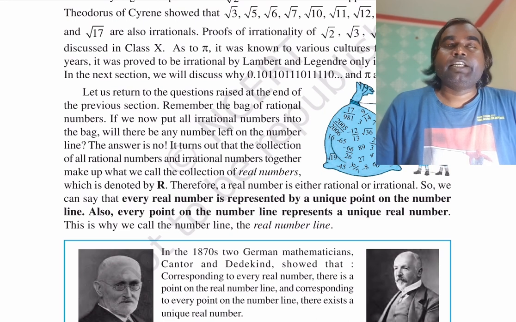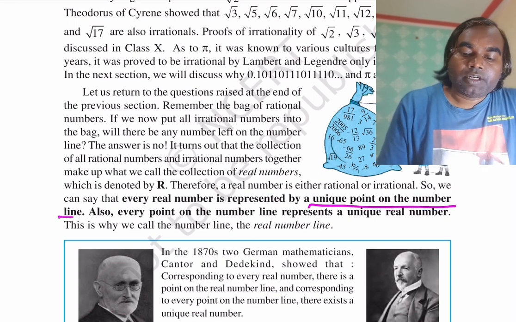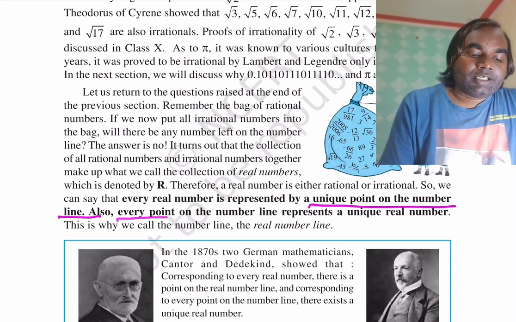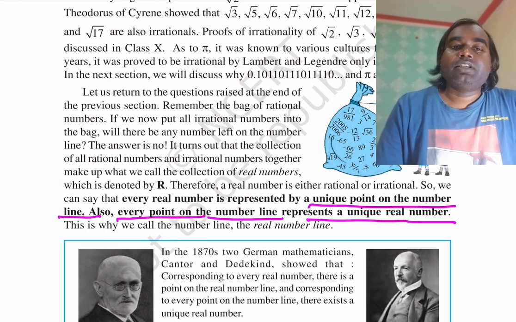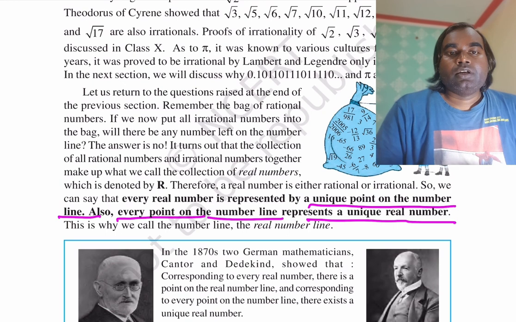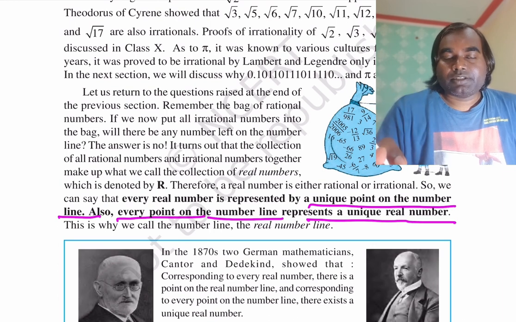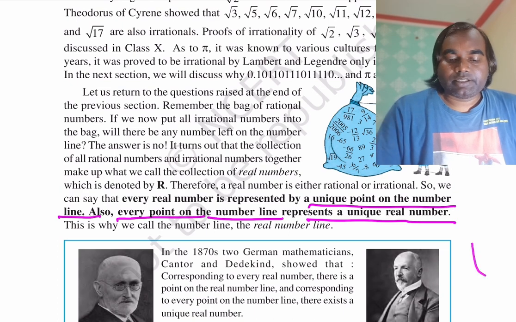We can say that every real number is represented by a unique point on the number line, and also every point on the number line represents a unique real number. That means on the real number line, every point represents a real number, which may be rational or irrational, correct?